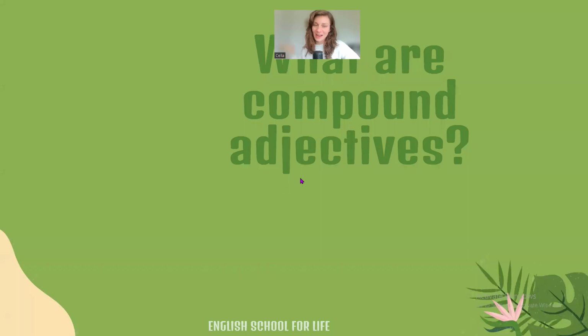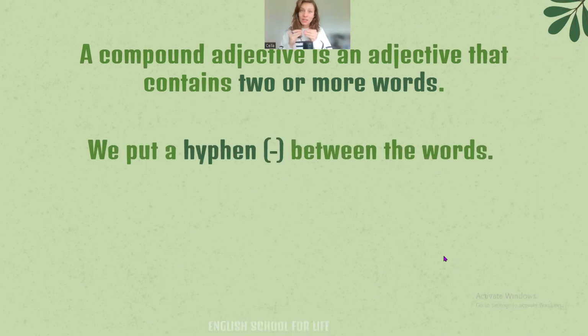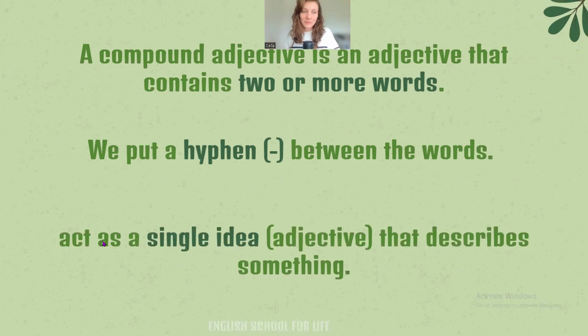So what are compound adjectives? I absolutely love using compound adjectives because there are many advantages of these. First of all, compound adjectives are adjectives that contain two or more words. And what we do is we join them together with a hyphen. Hyphen is this little line. So we put these between the words, between the different adjectives, nouns, etc. And together they create a compound adjective.